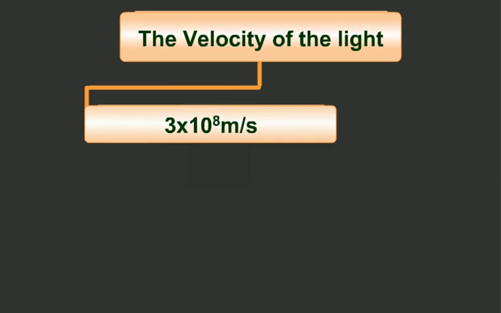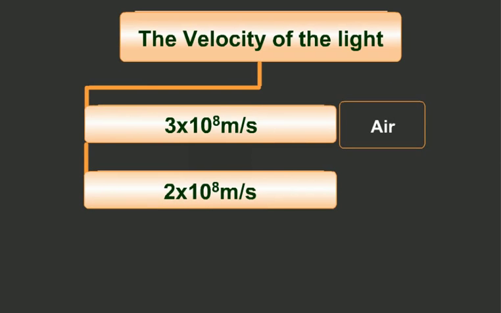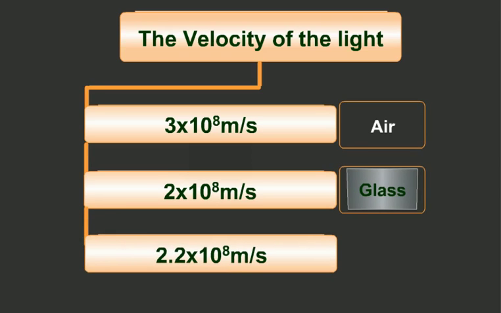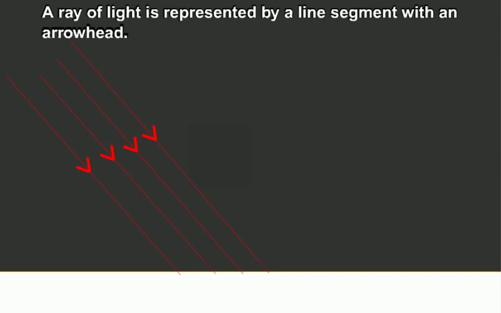Students, the velocity of light is 3 × 10^8 meters per second in air, 2 × 10^8 meters per second in glass, and 2.2 × 10^8 meters per second in water. A ray of light is represented by a line segment with an arrowhead.